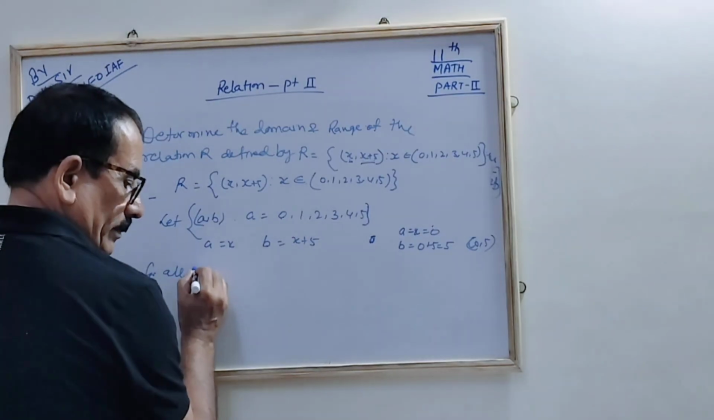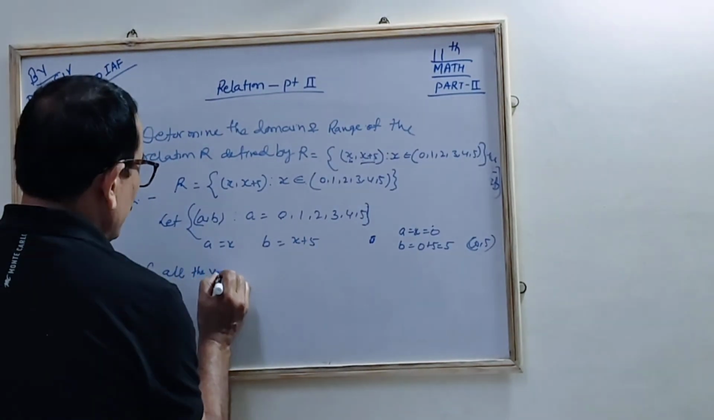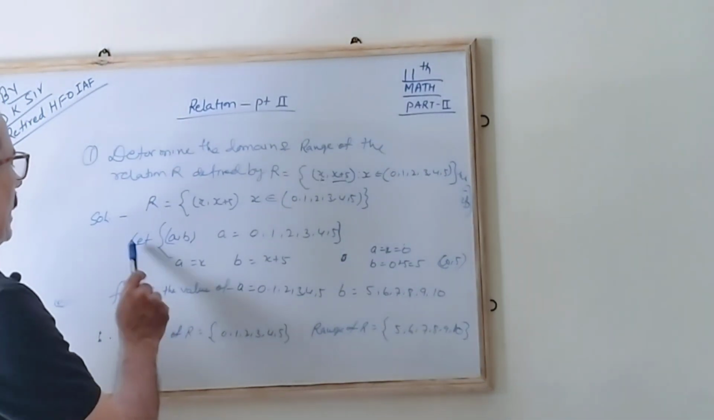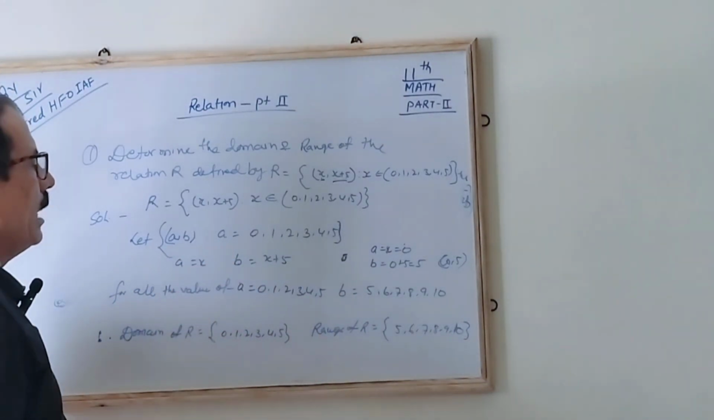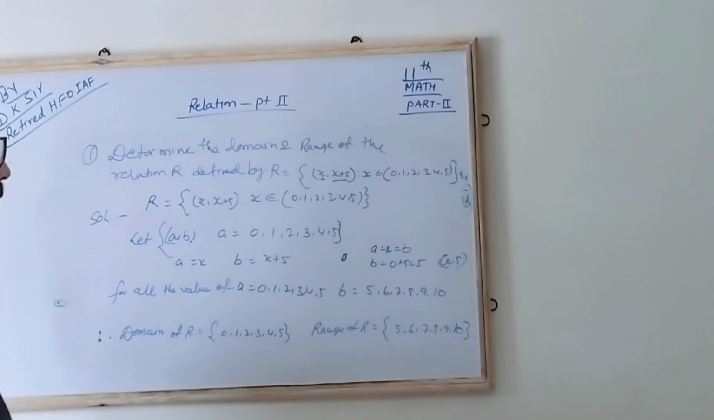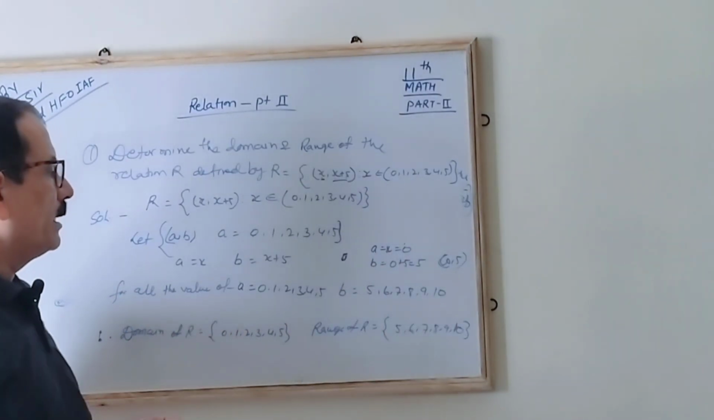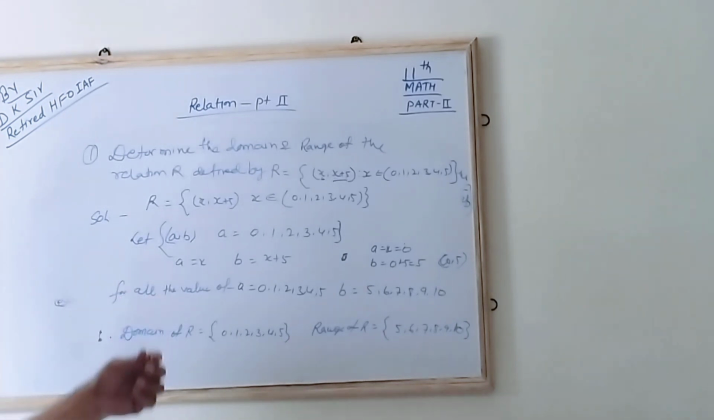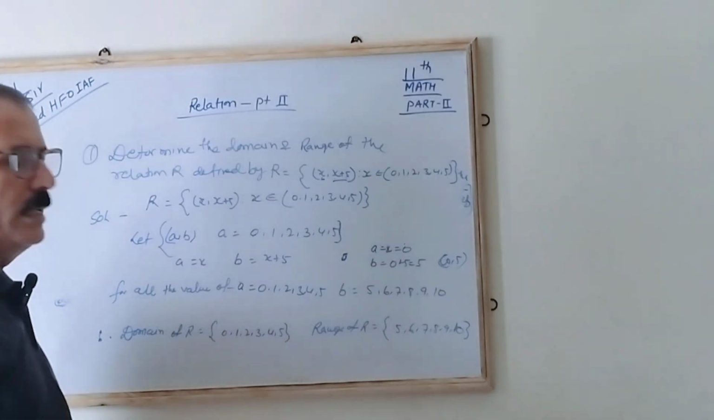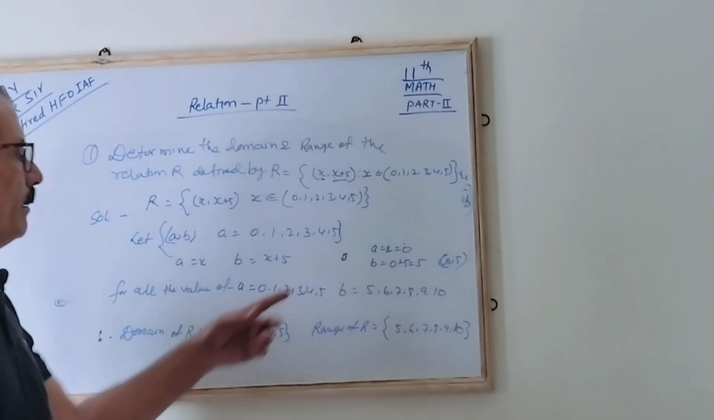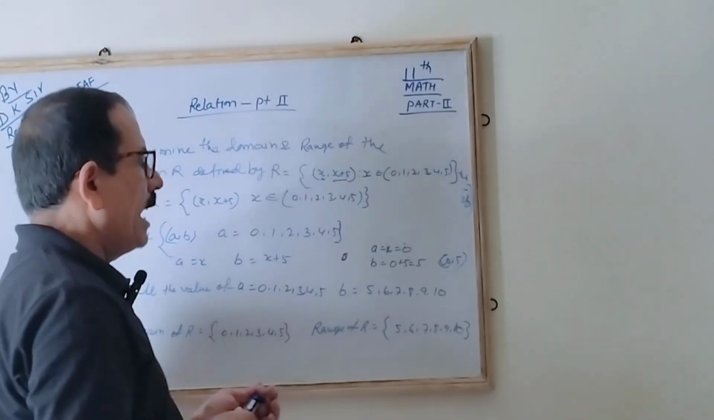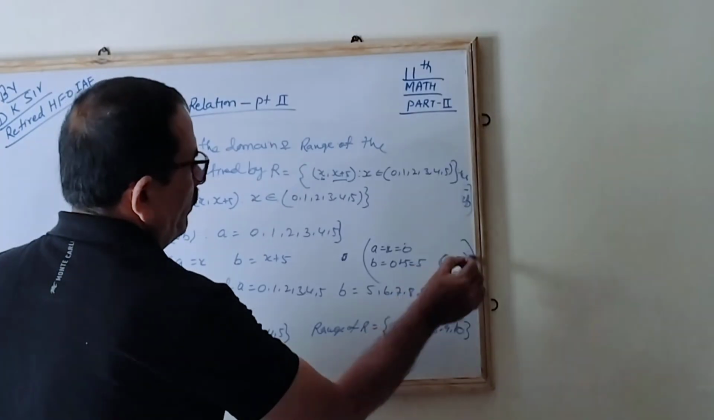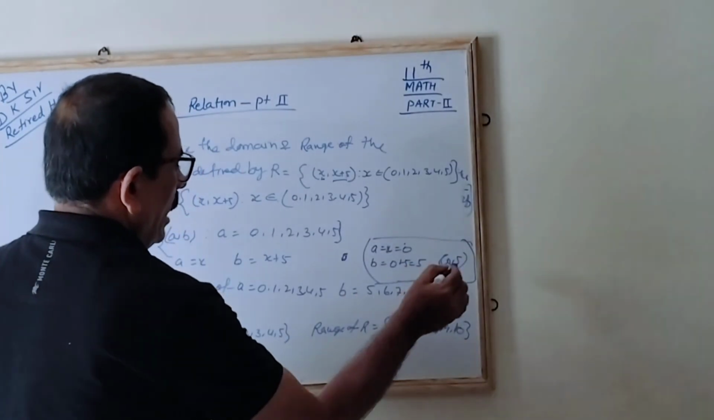So for all the values, we have seen in the example the pair (a, b), where a is equal to 0, 1, 2, 3, 4 and 5. If a is equal to x and b is equal to x plus 5, then for all the values of a from 0 to 5, b will correspond to 5, 6, 7, 8, 9 and 10. Correct? So you can see how to find it.